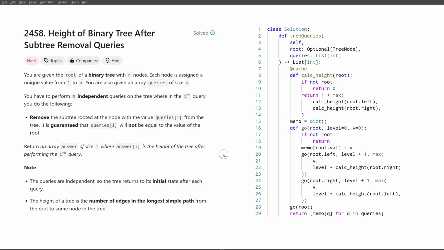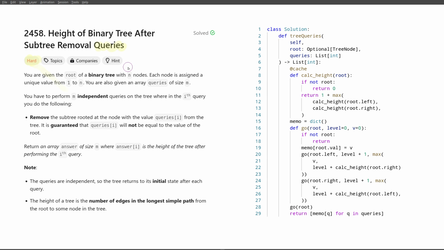Hello everyone, today we'll talk about the solution to the problem height of binary tree after subtree removal queries. This problem is classified as hard, and it also has this word queries in plural here, but don't worry, we don't have to, after every subtree removal, change the state of the tree, and so subsequent removals would have to operate on a changed tree. That's not the case here.